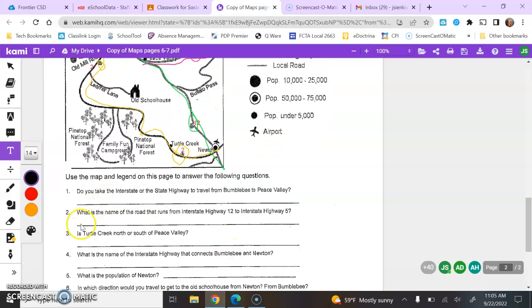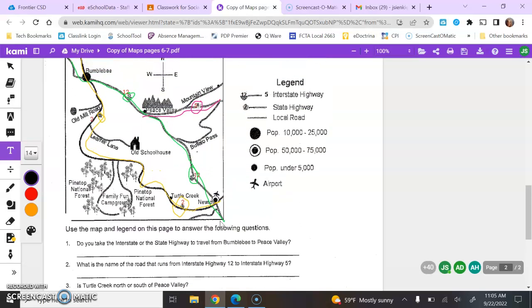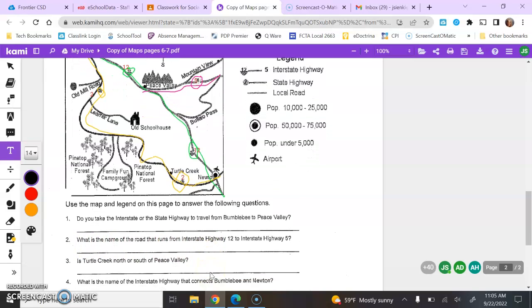All right, number 2. What is the name of the road that runs from Interstate Highway 12 to Interstate Highway 5? So we need to find Highway 12, which remember Miss Genevieve did in green, to your local road, which is here, Highway 5. Okay? What is the name of the road that runs from here to here? You're going to write that in a complete sentence.